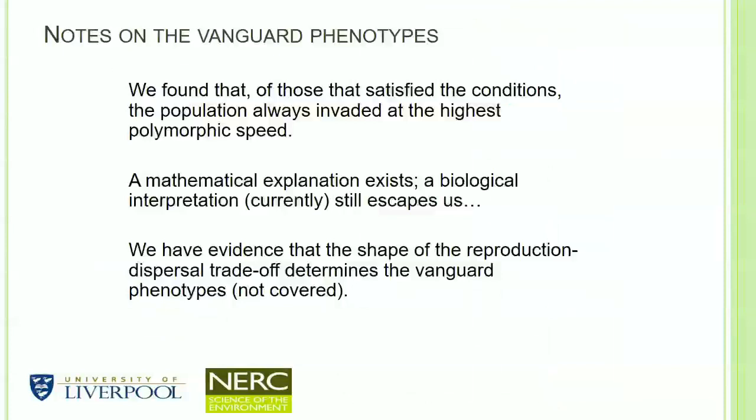So here we have some notes regarding anomalous invasion speeds. We found that those that satisfied the condition, it was always the fastest that we found, regardless of these types. We do have a mathematical explanation for this, but we don't have a biological explanation for this. The jury's still out on this, I'm afraid. But we do also have evidence, which isn't covered here, that the role of the trade-off between the traits actually has a big impact on the invasion speeds.